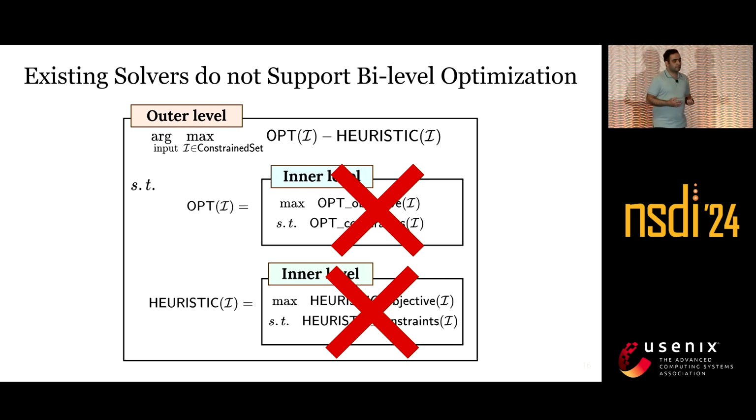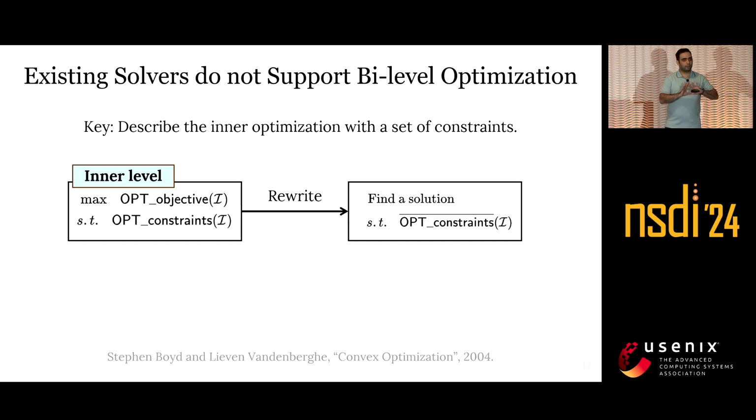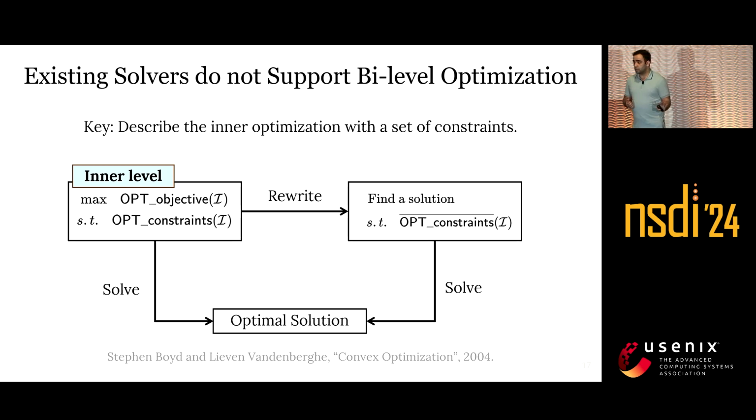Let's take one of the inner levels as an example. We apply a well-known technique that we call a rewrite. A rewrite tries to describe the solution to this optimization with only a set of constraints with no objective. And under certain conditions, we can show that the solution to the original optimization is the same as the solution that these constraints describe. So by doing a rewrite, we don't lose anything. Again, this is a well-known technique. If you are interested to know more, you can read the paper or the reference.